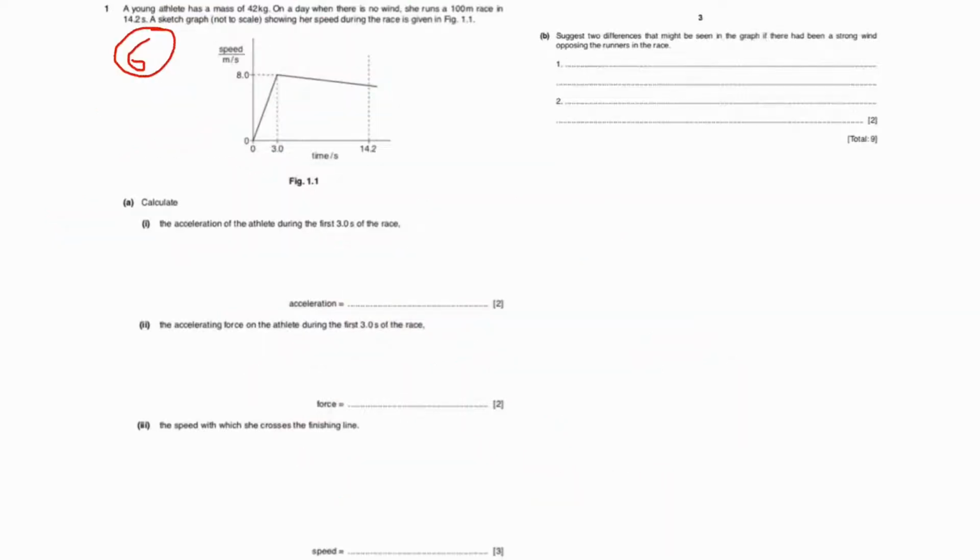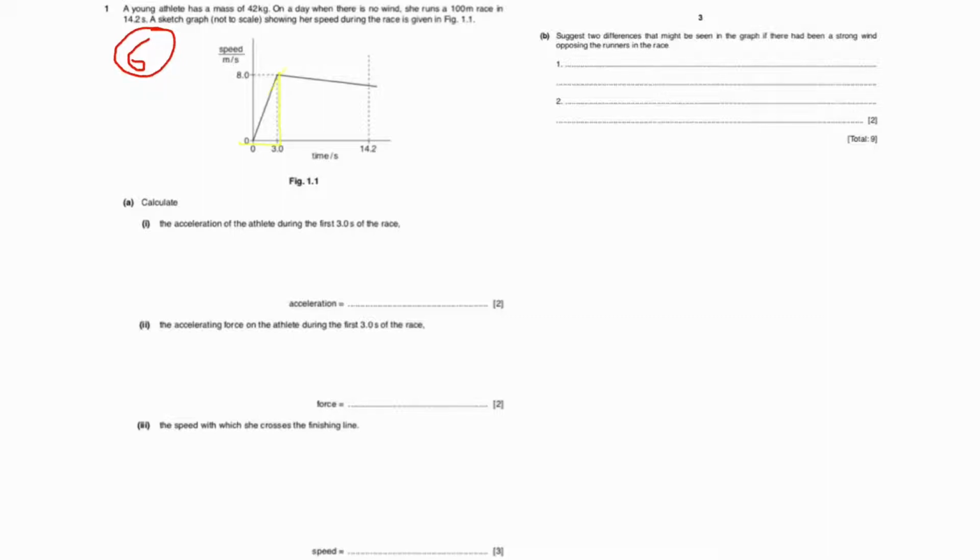So we will take this question here. A young athlete has a mass of 42 kg. On a day when there is no wind, she runs a 100 meters race in 14.2 seconds. A sketch graph, not to scale, showing the speed during the race is given in figure 1.1. We have to calculate the acceleration of the athlete during the first 3 seconds of the race. Here, as you can see, one triangle is formed for these first 3 seconds.